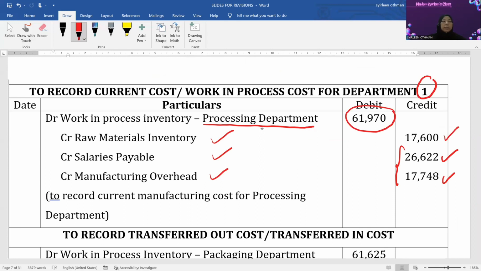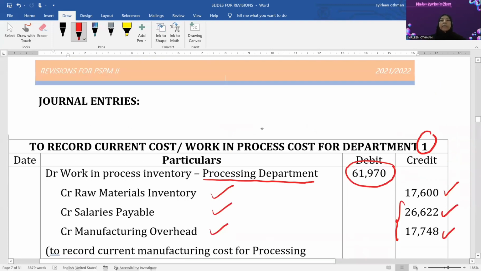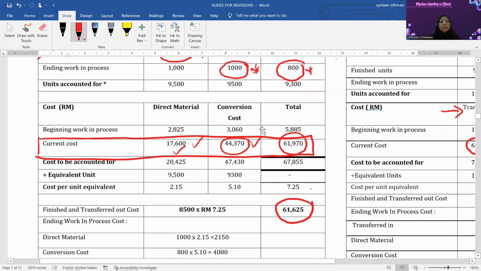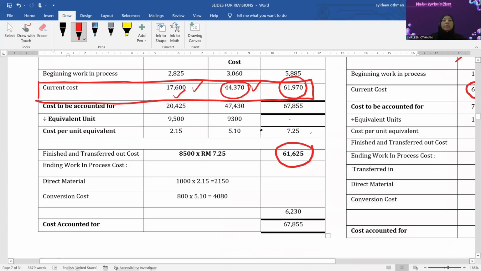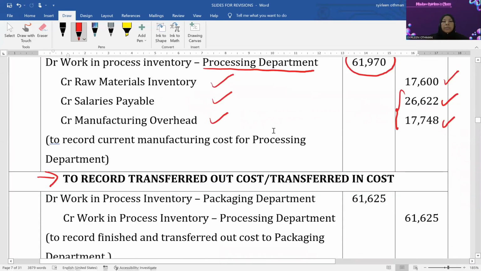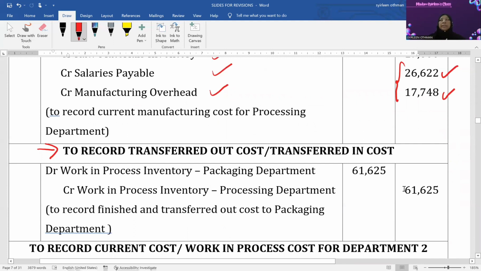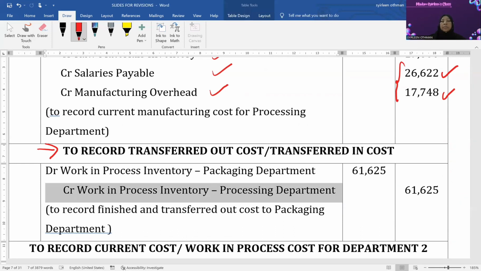Okay, how about the journal to record the transferred out cost? Kalau transferred out cost, kita akan ambil nilai dari table juga. Okay, from the report itself. Okay, so your finish and transferred out cost is 61,625, this item. So nilai ni yang kita akan guna untuk journal. So dia keluar daripada processing department. So kita akan credit work in process, processing department dikeluarkan? Okay, so kita credit nilai dia 61,625.